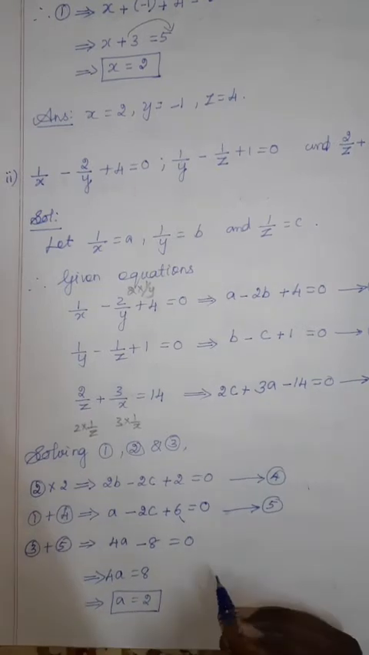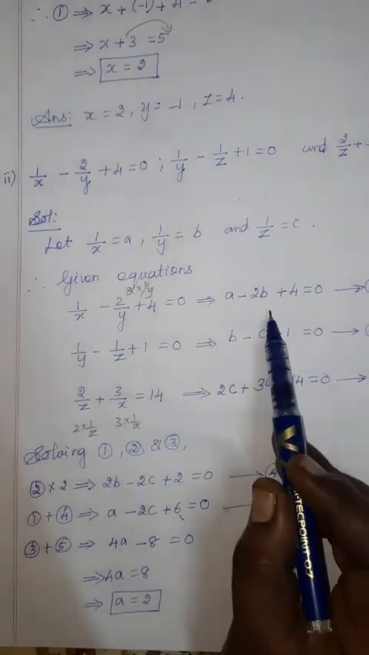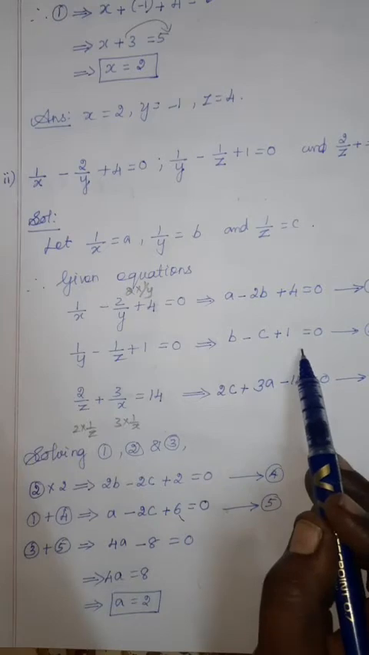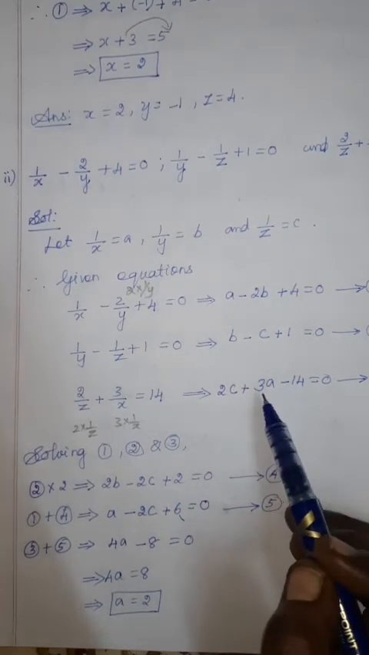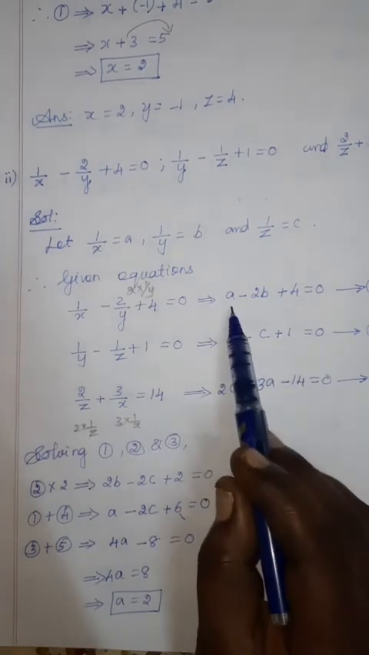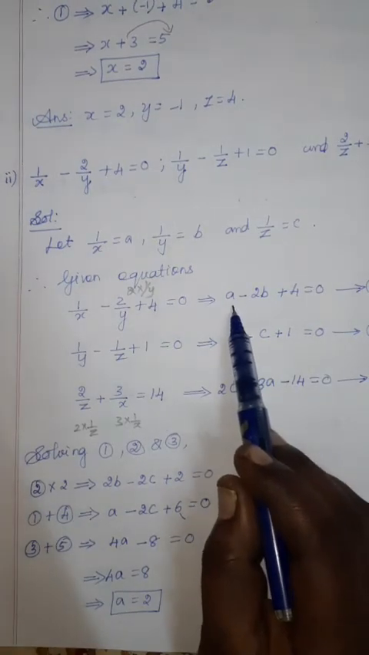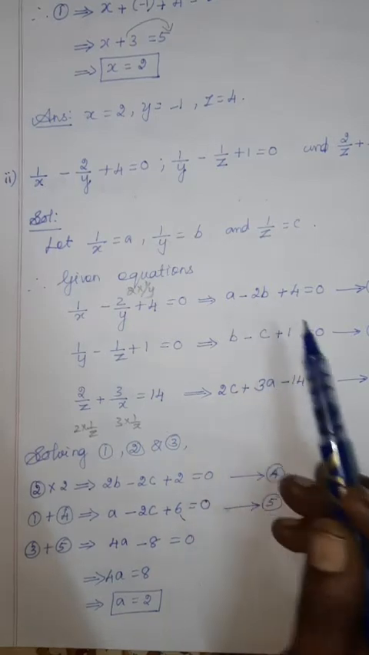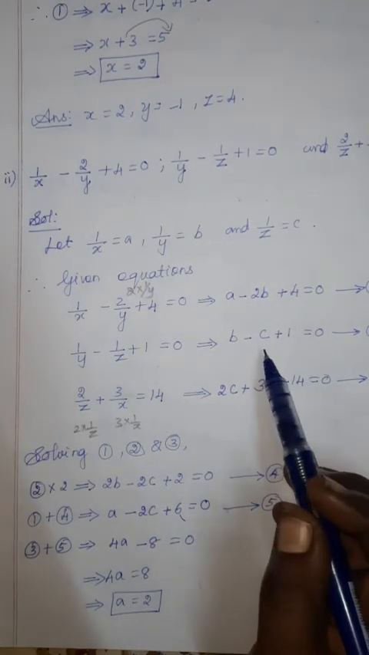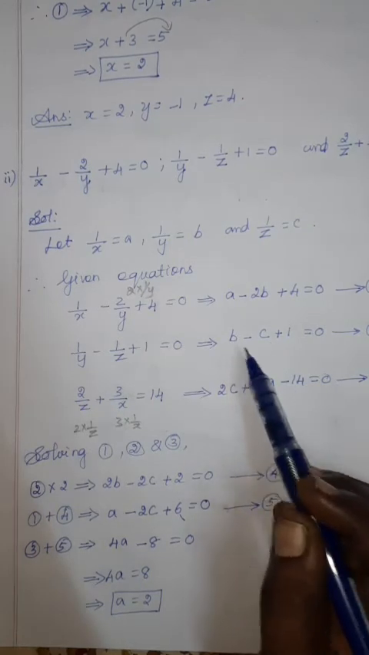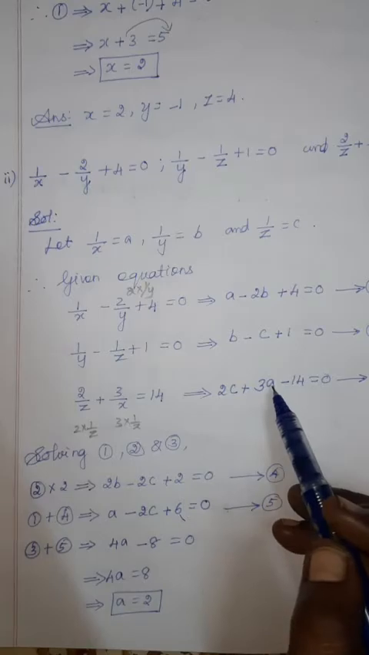Next, substitute this a equal to 2 in the first equation or third equation. The second equation has no a term. So in the first or third equation you can substitute and find the other variable. I think it is easy to substitute in the first equation and find the b value. Then a and b values are there, so you can find the c value from the second or third equation by substituting the b or a value.